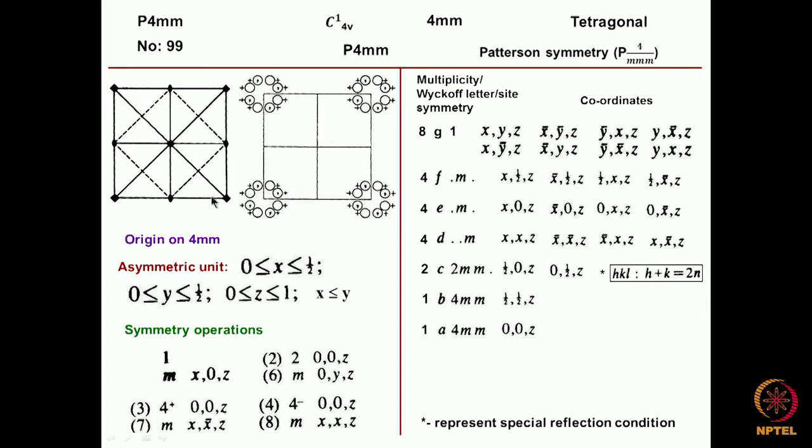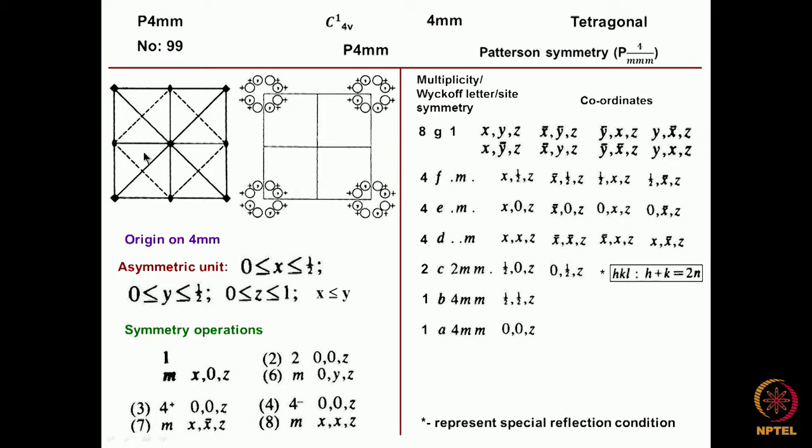Every lattice point will have a 4-fold symmetry, correct. At the center another 4-fold symmetry will come. Then on the edges, at the center, there is going to be a 2-fold symmetry. Then if you look across this axis, if you put a mirror, then we will have a mirror symmetry. Along this also, along the body diagonal also, a mirror comes, correct. And then along these two axes also a mirror is going to be there. 3 types of mirrors are going to be there.